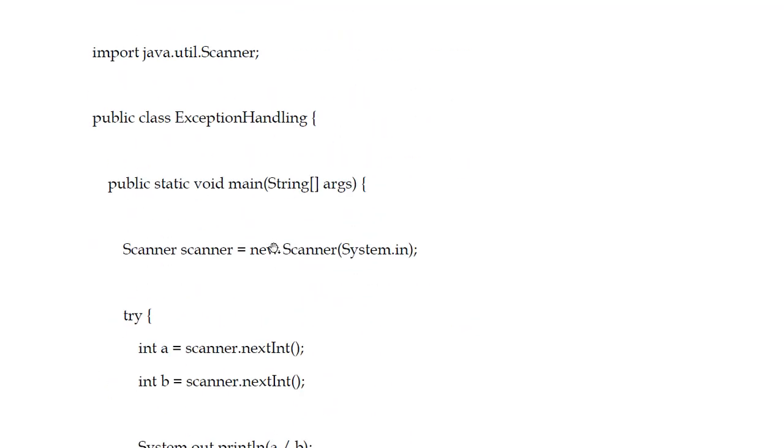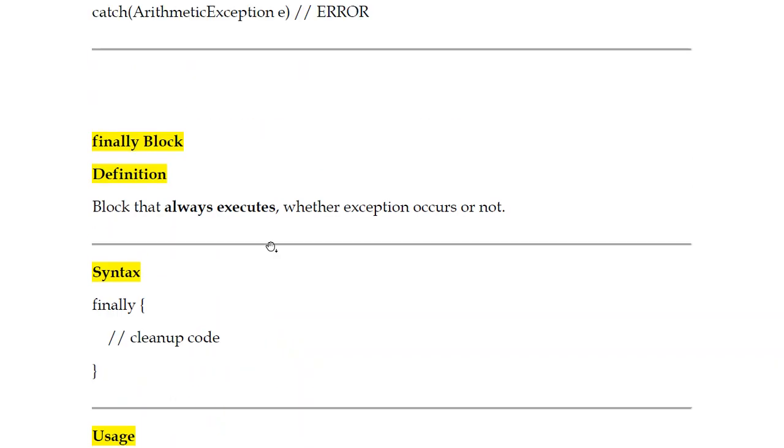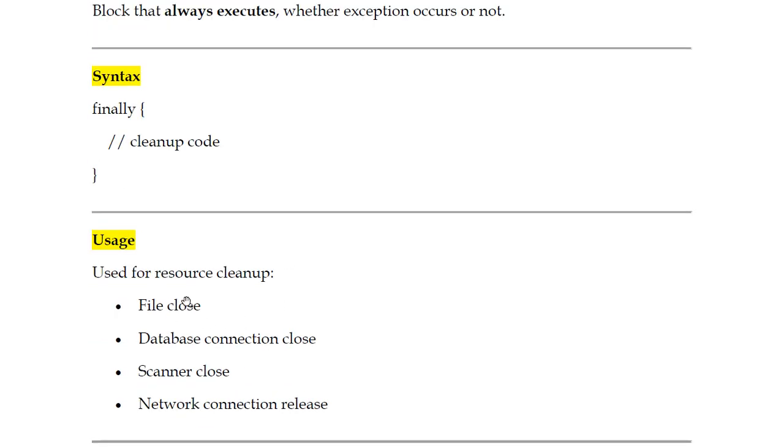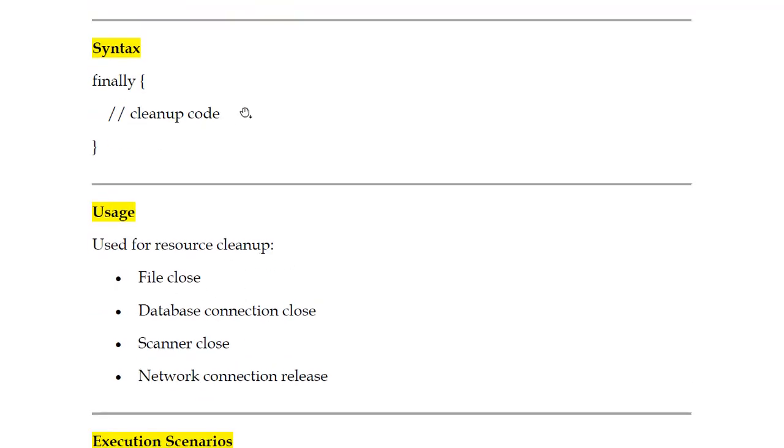Next, back to the finally block usage. Where can we use it? Why are we calling it cleanup code? If you're using the file handling concept, you'll open the file, am I right? At one stage, you'll try to close that file. So whether the file is present or not, you have to close the file. Simple example.